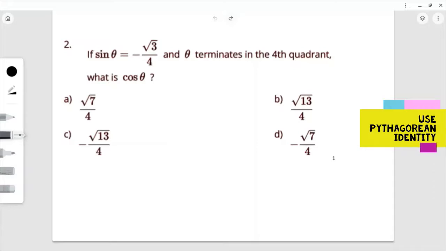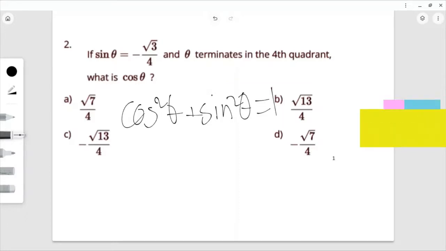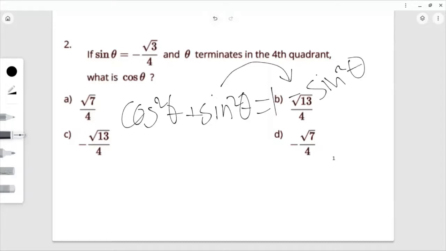So we know that the equation is cosine squared theta plus sine squared theta equals 1. In this case, we need to find cosine. So what we're going to do is put sine here. It's going to be cosine squared theta equals 1 minus sine squared theta. And now you're going to begin solving.